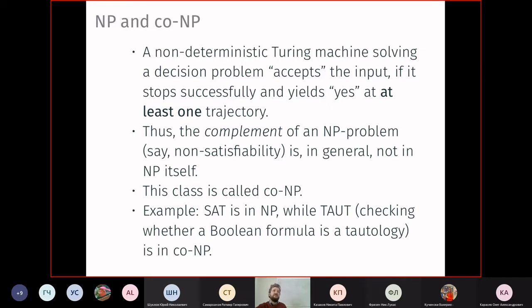P is dual to itself, of course, because if you have a deterministic Turing machine which just yields yes or no, then you can just perform its computation, but then flip the result. And you can always do this. But here it's a non-trivial difference.